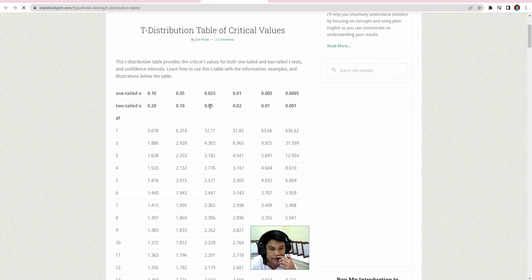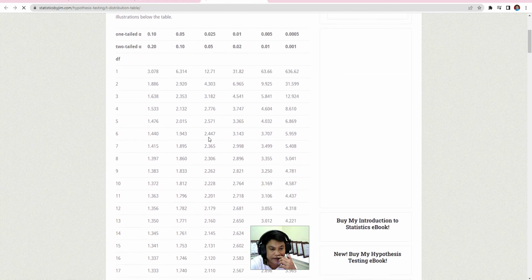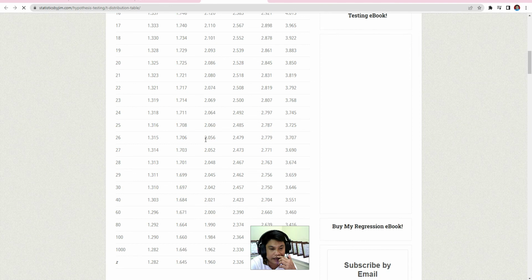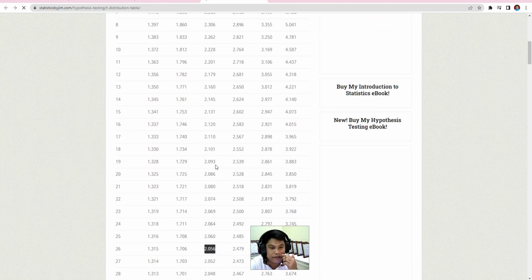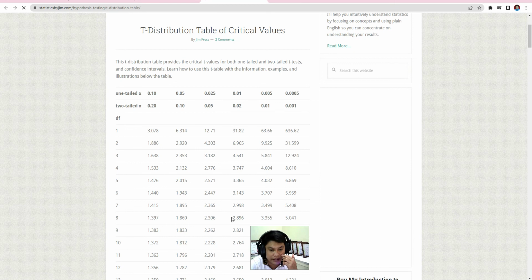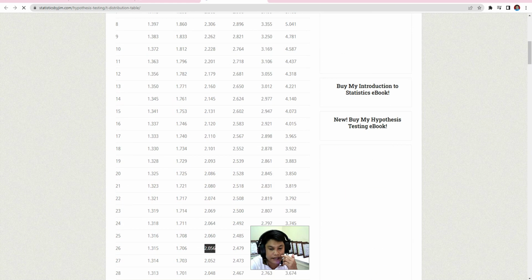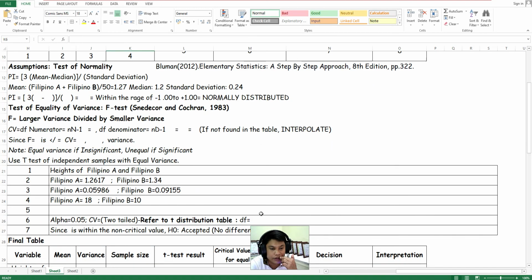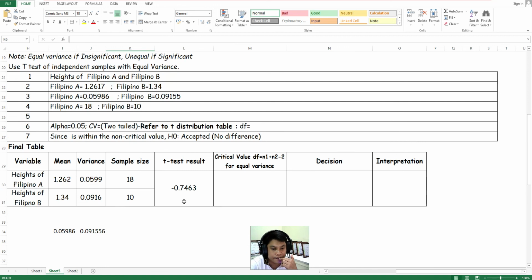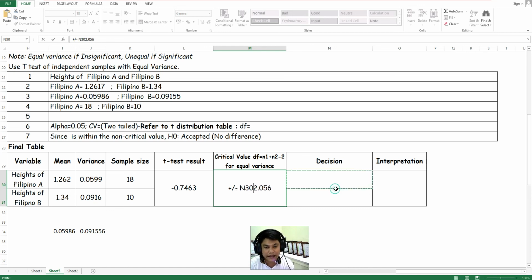We look at 0.05 as we set, and we look at DF 26. So it's 2.056 under 0.05 two-tailed. Again, it's 2.056. So compare now. This is two-tailed, so the result is either positive or negative.